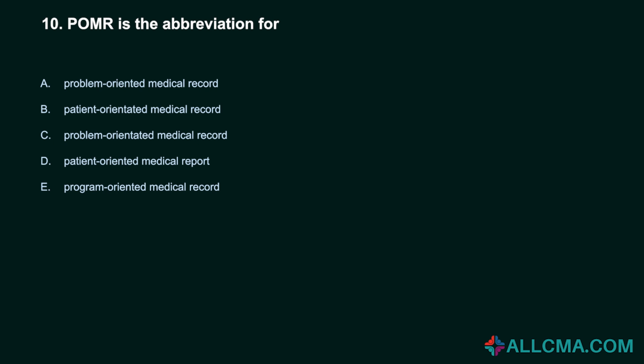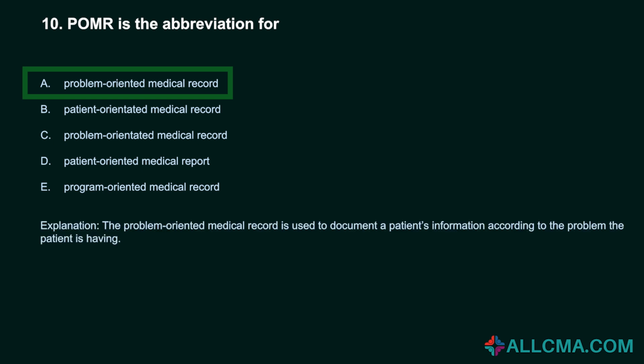10. POMR is the abbreviation for A. Problem-oriented medical record, B. Patient-oriented medical record, C. Problem-oriented medical record, D. Patient-oriented medical report, E. Program-oriented medical record. Correct answer, A. Problem-oriented medical record. The problem-oriented medical record is used to document a patient's information according to the problem the patient is having.